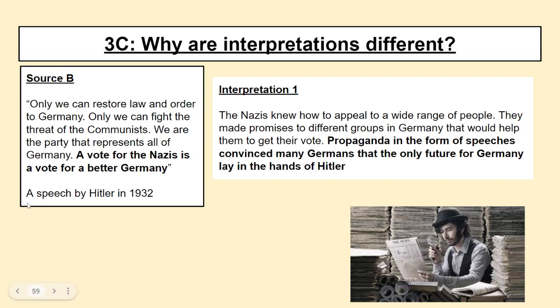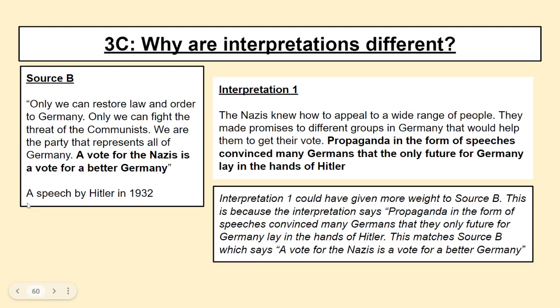How would we write this out? Again, not much writing here. I'd start off like this. Interpretation 1 could have given more weight to source B. This is because the interpretation says propaganda in the form of speeches convinced many Germans that the only future for Germany lay in the hands of Hitler. This matches source B, which says a vote for the Nazis is a vote for a better Germany. Okay, so we've shown they match up. I've brought in a quote to prove my point from each one, just as short quotes.